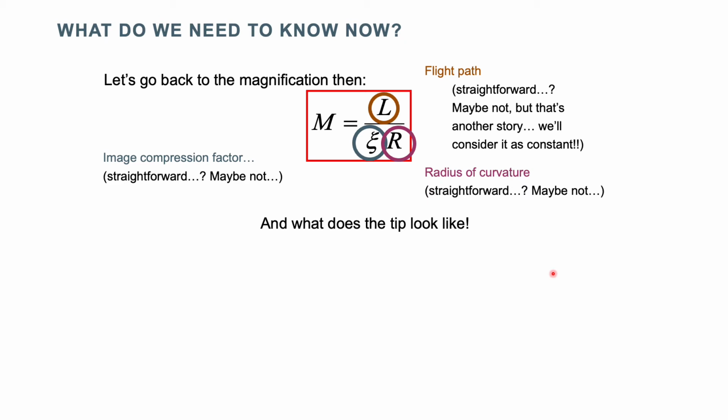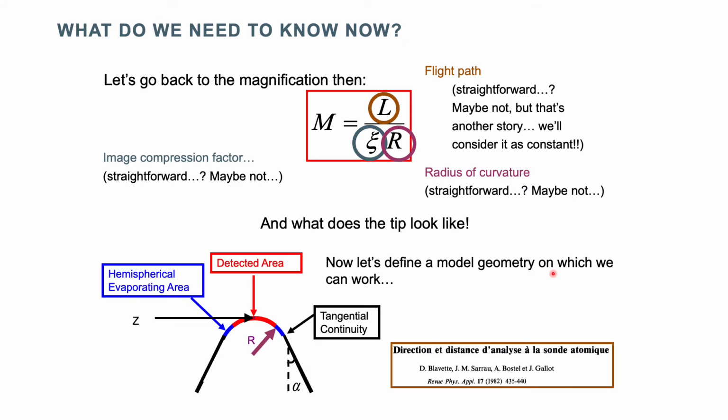And then we need to make an assumption on what the specimen actually looks like. So that's a typical specimen again: tangential continuity, a certain Schenck angle, a certain radius of the spherical cap, and we only detect a fraction of this spherical cap that is emitting ions. All of this was already described about 40 years ago in this paper from Didier Blavet. I think the paper is in English, but you can always practice your French.